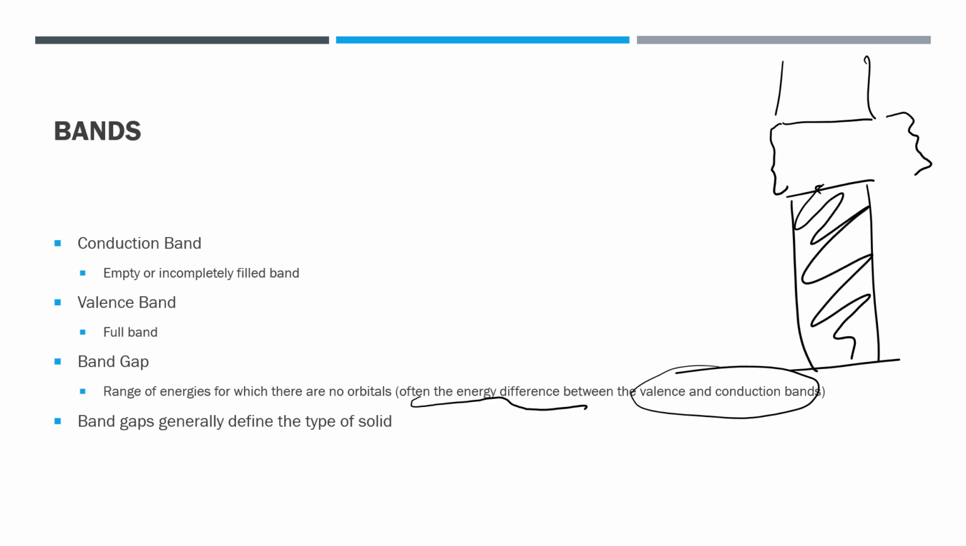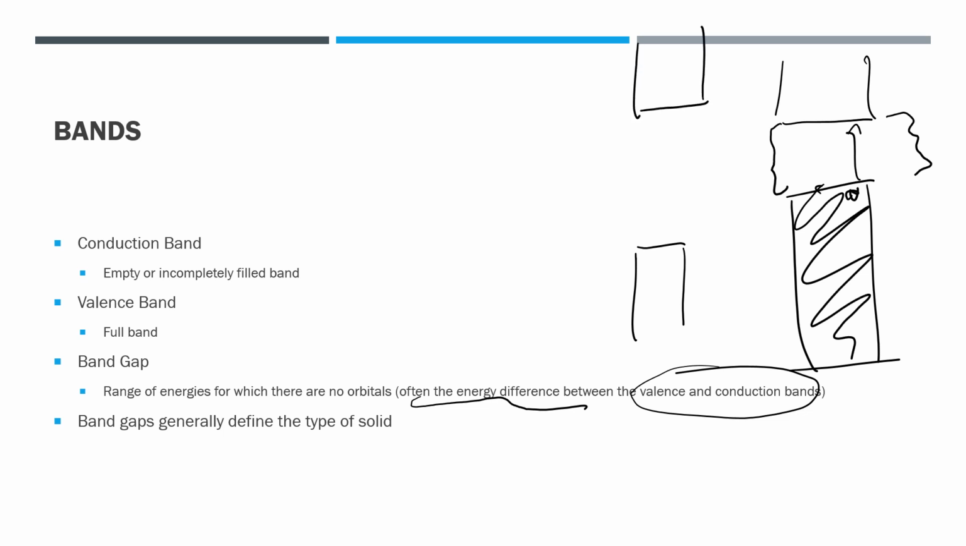And the band gap, this energy between the valence and the conduction bands, generally defines the type of solids. So in a semiconductor, you're going to find that the band gap is not 0, but it's pretty small, right? It's relatively small because what can happen is temperature. We have a little bit of thermal energy, and that can excite an electron from the valence to the conduction band, and when the electron is in the conduction band, it is free to roam around because that band is empty.